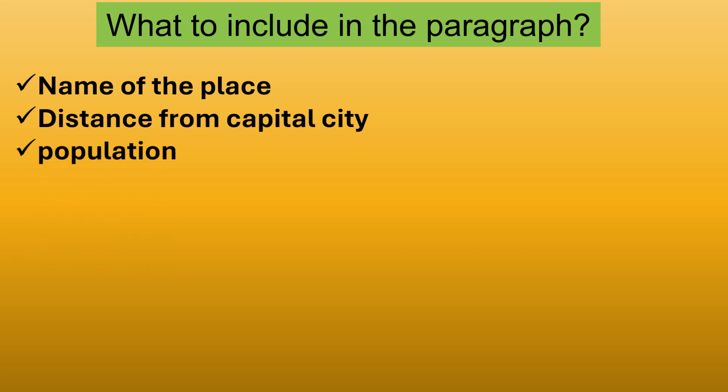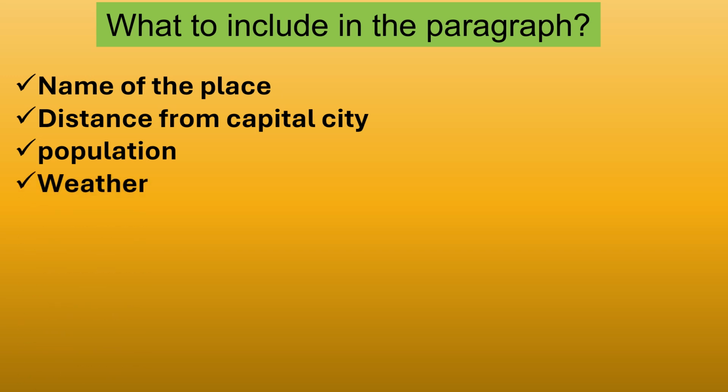Next, you can write the population. Sometimes you will not know the population. If you are writing about a place in your country, you know the population. But if you get a country which is new to you, it's very difficult to write the population. So if you know, write it down. If you don't know, then just omit it.